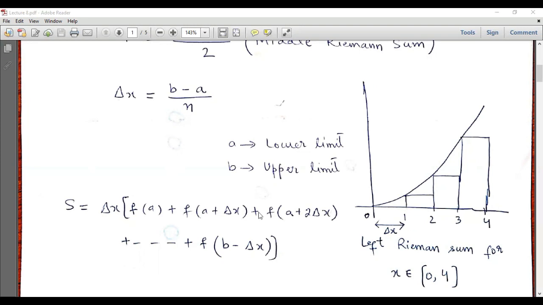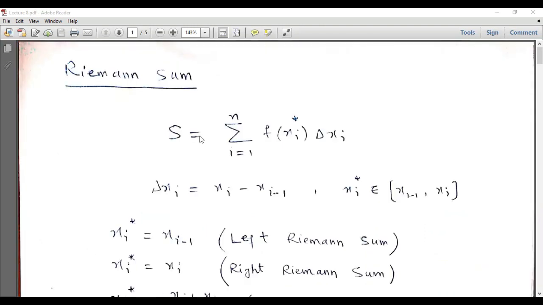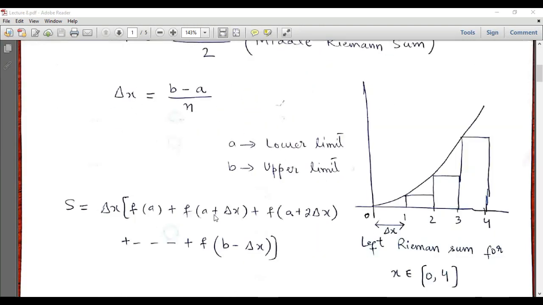So for the left Riemann sum, S is equal to delta x times the sum of the function values, right? This is the expression for the Riemann sum. This is delta x, and this is the value of the function for the first sample, so this is f of a. Then this is a plus delta x, this is a plus 2 delta x, this is b, and this is f of b minus delta x.